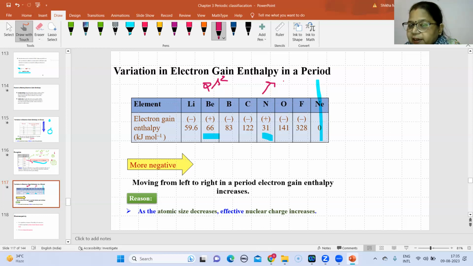Shweta, can you tell me the valence shell configuration of nitrogen? Yes, ma'am. 1s2, 2s2, 2p3. 2p3, correct.